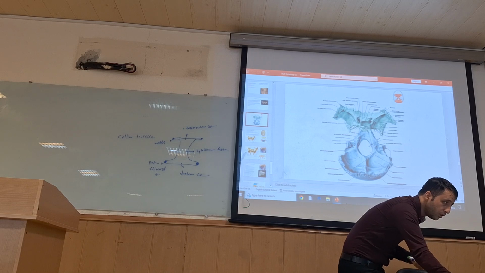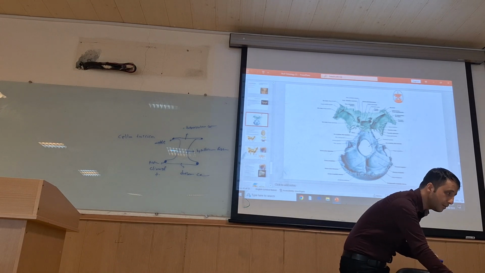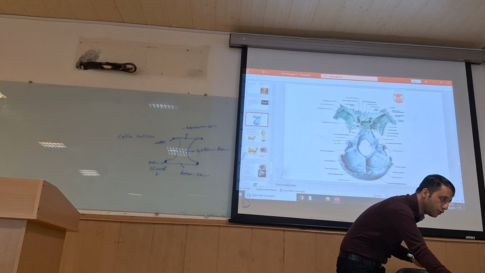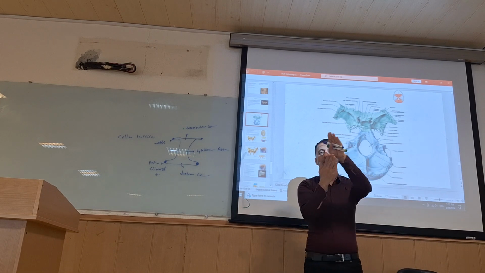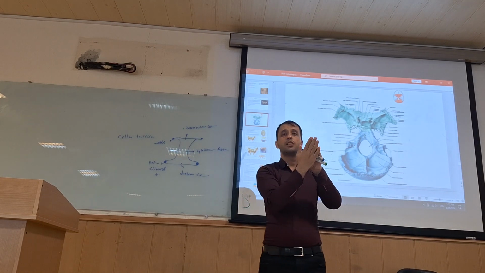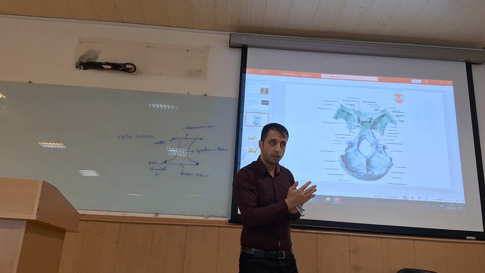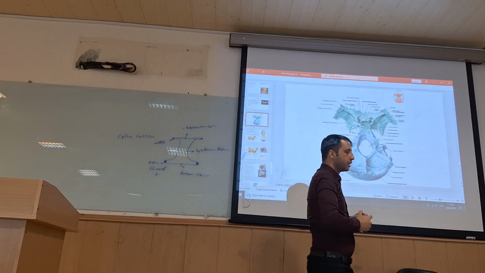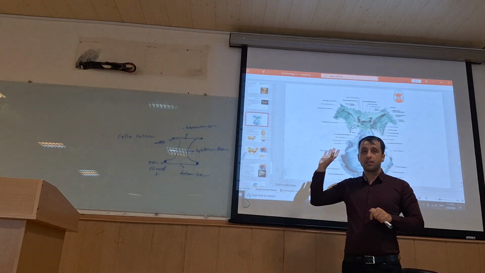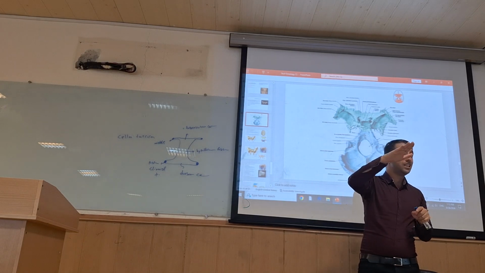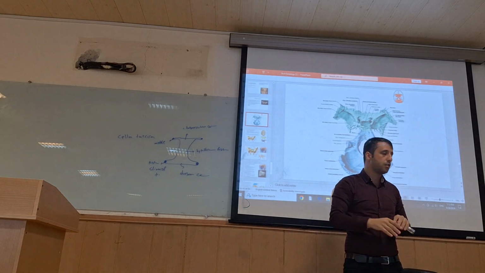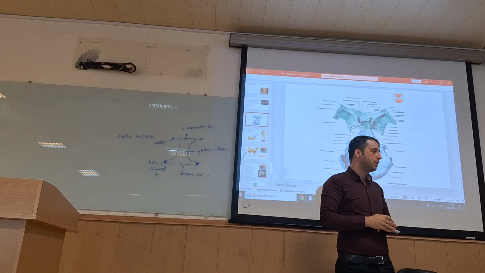After the dorsum sellae, you can see the clivus of the sphenoid. Okay? This area is named the clivus of the sphenoid. It is continuous with the clivus of the occipital bone. Okay? They are the features which are located in the superior surface of the body of the sphenoid.